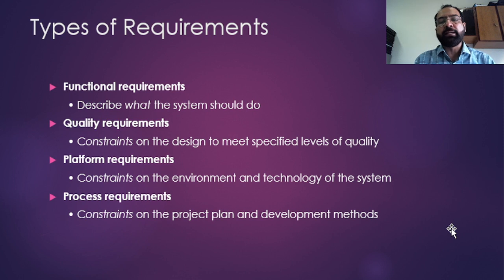So the quality requirements might include, for example, the reliability factor, the availability factor, we look for optimization, or we look for other things, for example, user friendliness, ease of use. For example, there are so many other parameters which are related to quality requirements, which we will discuss in the next slide. The third thing which is important while we are determining those requirements is platform requirements, constraints on the environment and technology of the system.